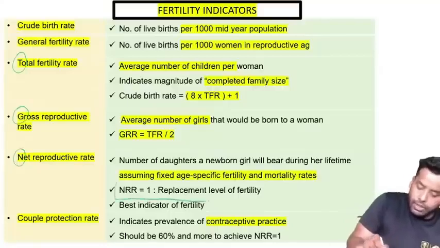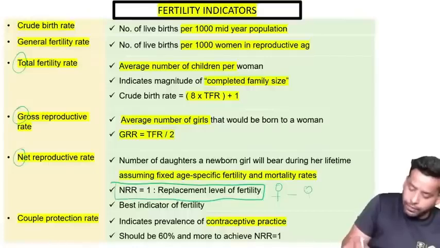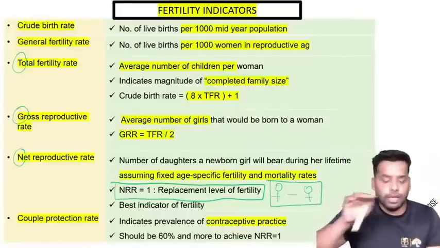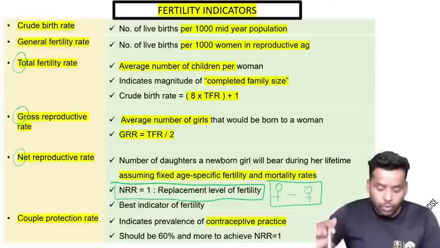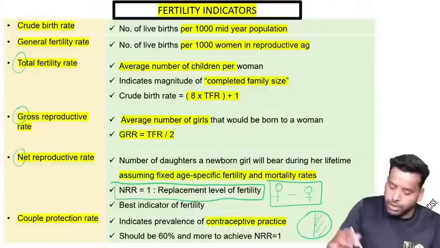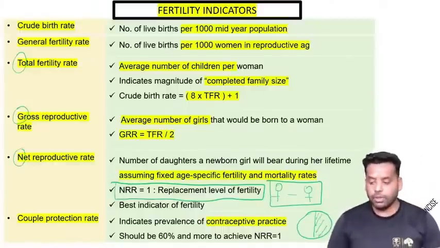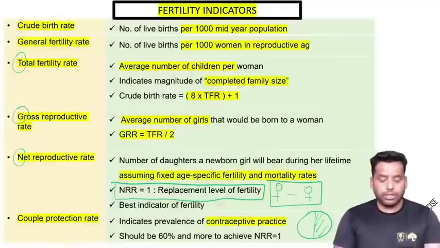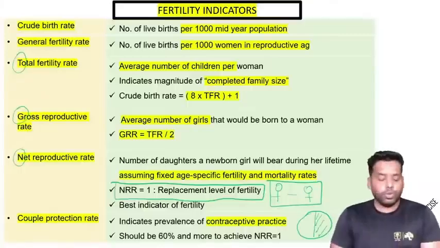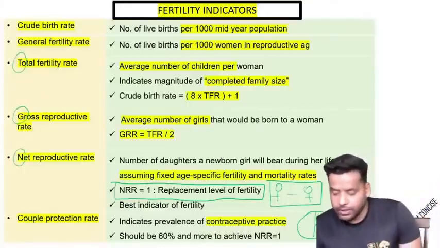NRR 1 is very, very important. One girl is replaced by one more girl. That is, population is at replacement level. What indicator is used to tell how many are using contraceptives in the community? Answer my next question. Prevalence of contraceptive practice. You can have proportion, you can make a pie chart. Prevalence of contraceptive practice. Yes.